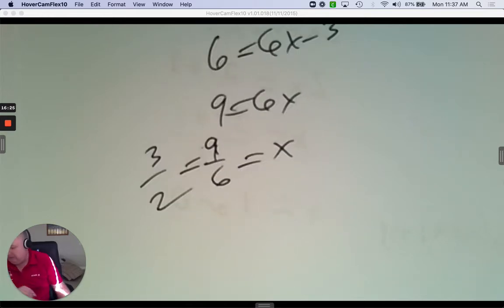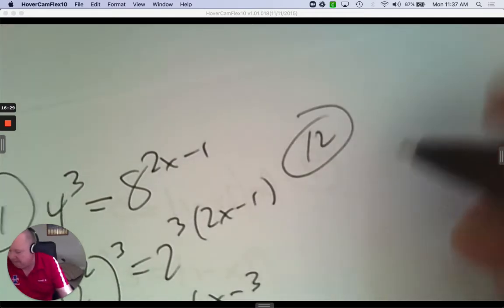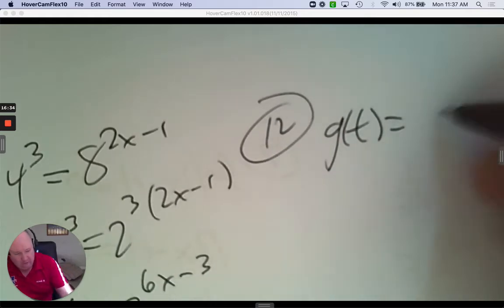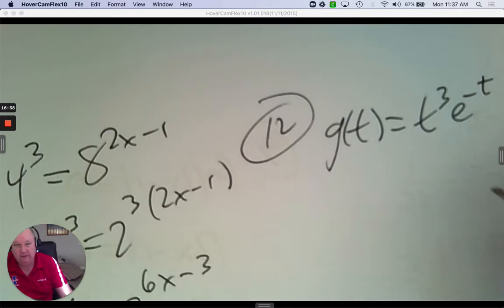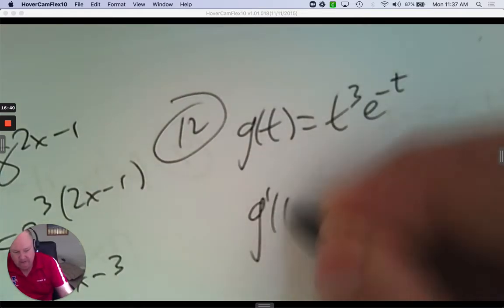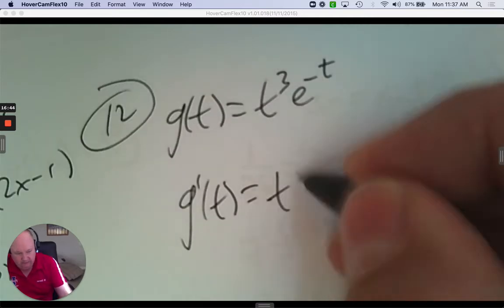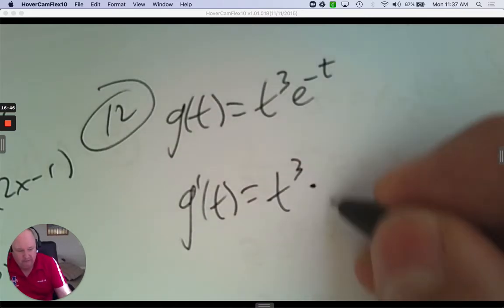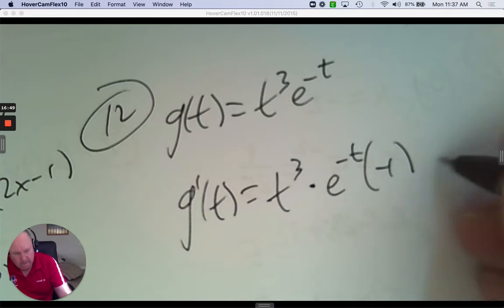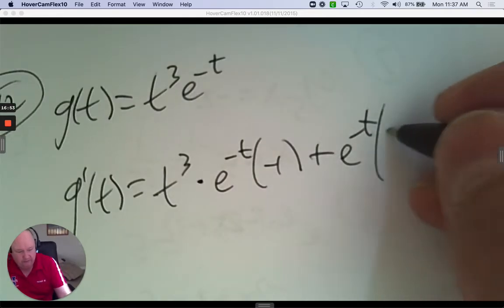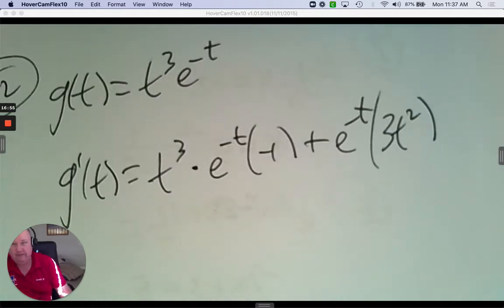All right, number 12. We're going to get into calculus now. Those are pre-calculus, good review questions. G of t is equal to t cubed, e to the negative t. And it says take the derivative of that. So if I want to take the derivative of this, it's the product rule. The first times the derivative of the second plus the second times the derivative of the first. You don't have to simplify it.